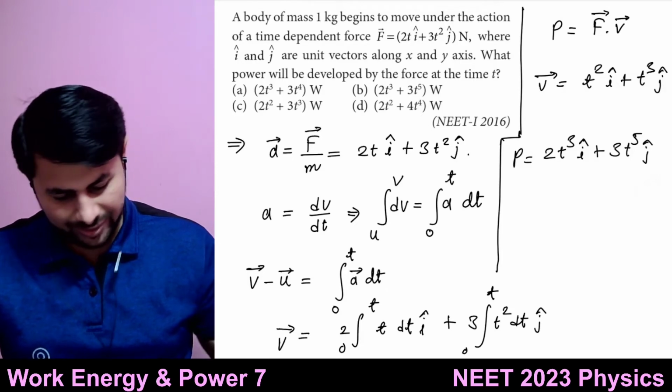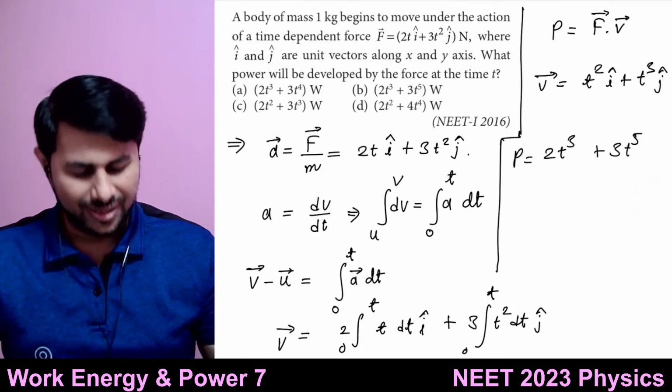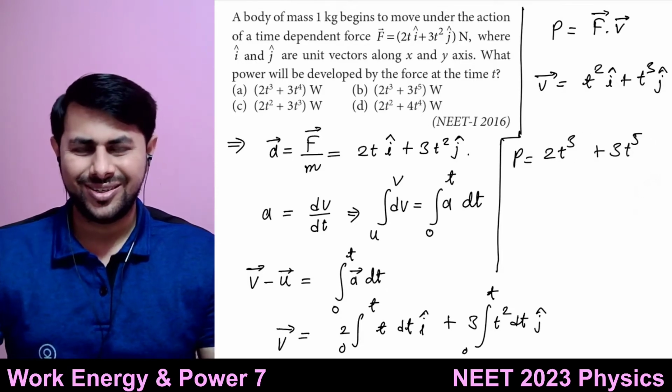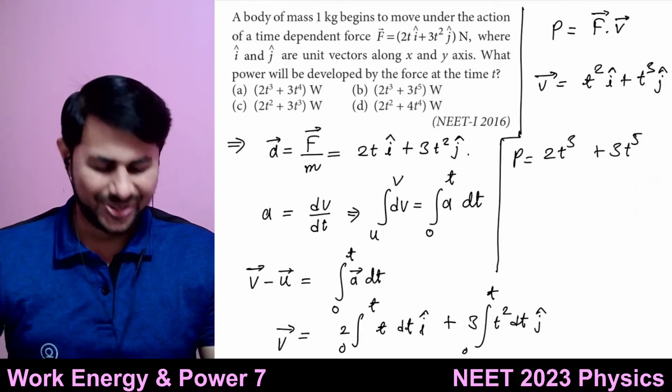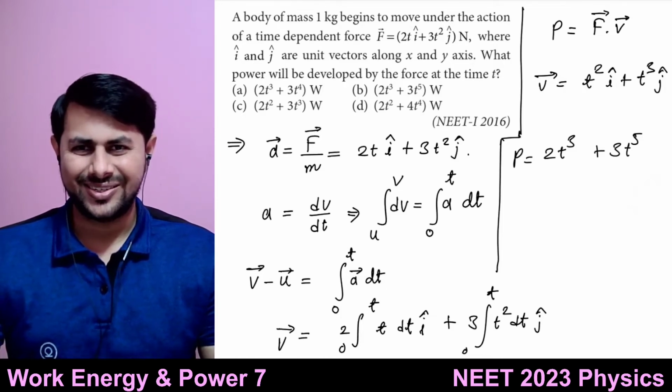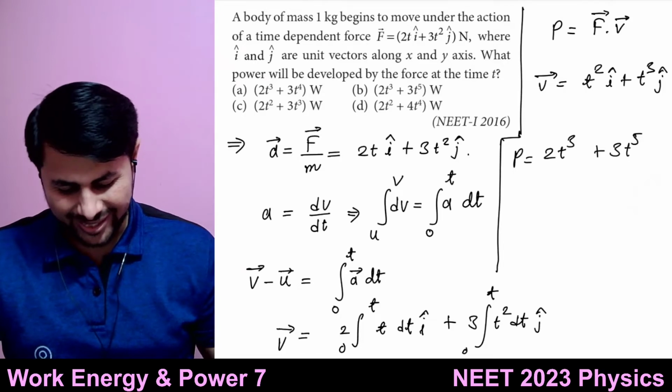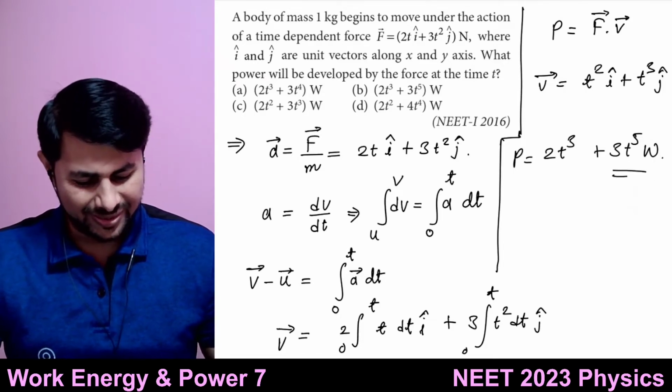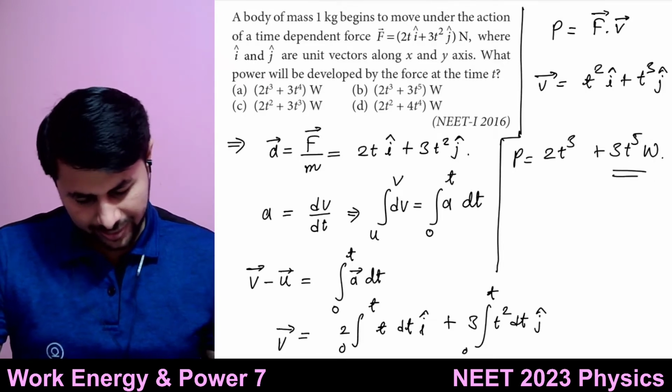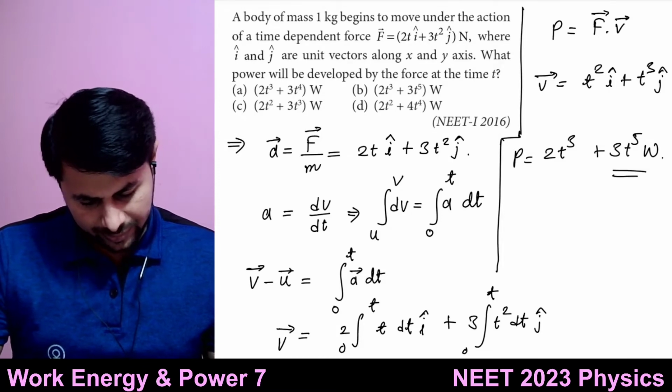And one more thing, I made a mistake here. i dot i is 1, j dot j is also 1. So what do you get? These many watts. This is the answer, option B.